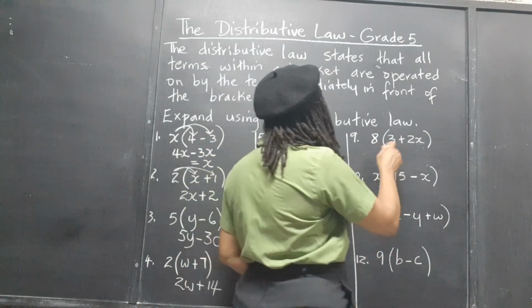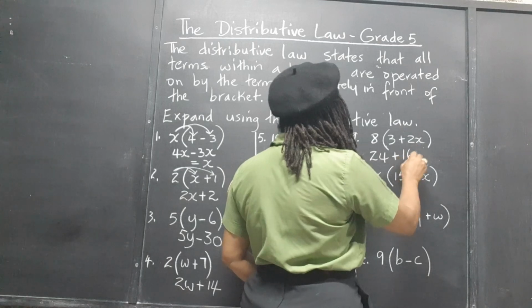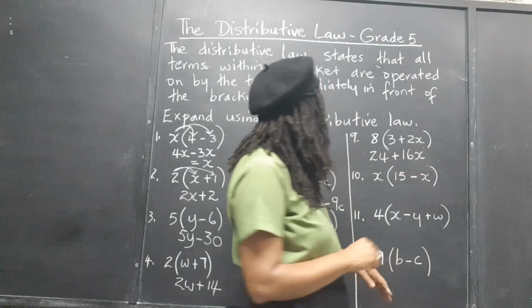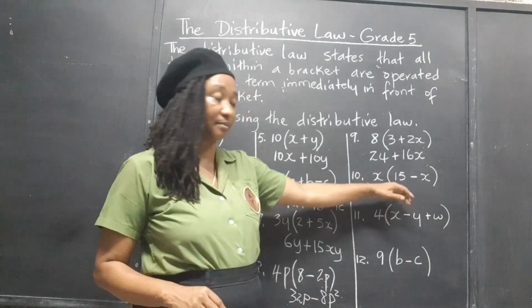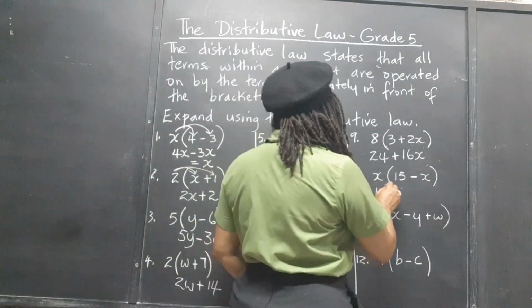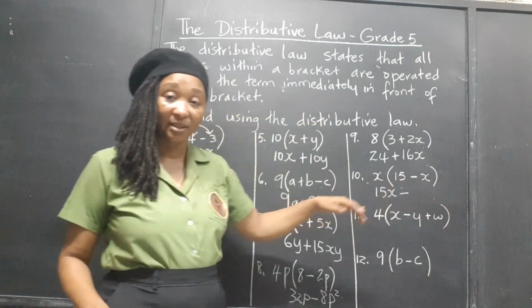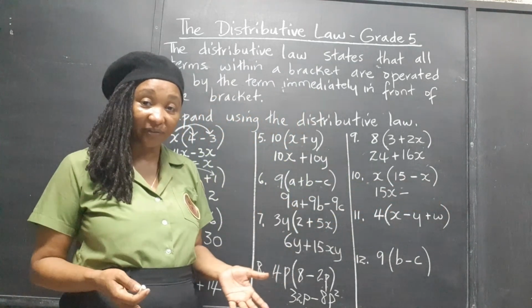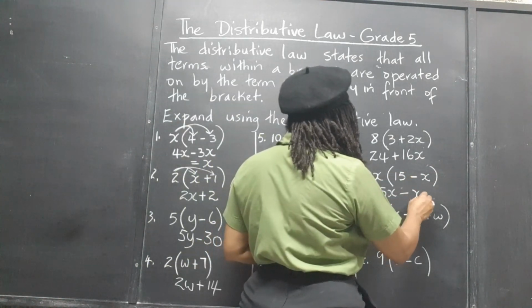8 times 3, that's 24. 8 times 2x, that's 16x. Okay? X times 15, that will be 15x. And x times x, we're multiplying x by itself, so we're squaring it. X times x is x squared.